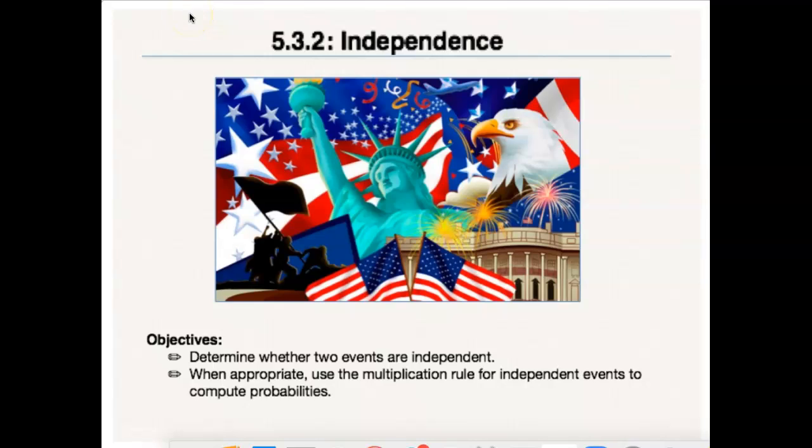All right, so we're going to talk about independence in today's lesson. I want you to pay special attention to understanding the difference between when two events are independent and when they're mutually exclusive, because people can tend to mix those up even though they're practically the opposite. They cannot exist at the same time.